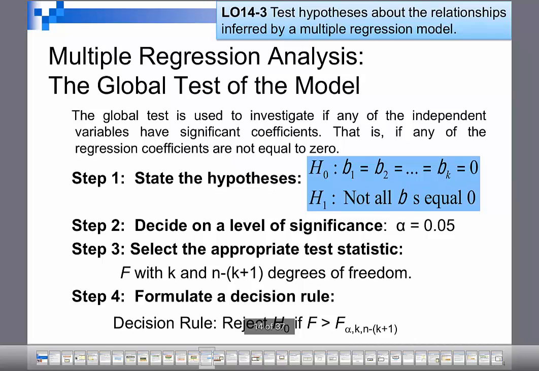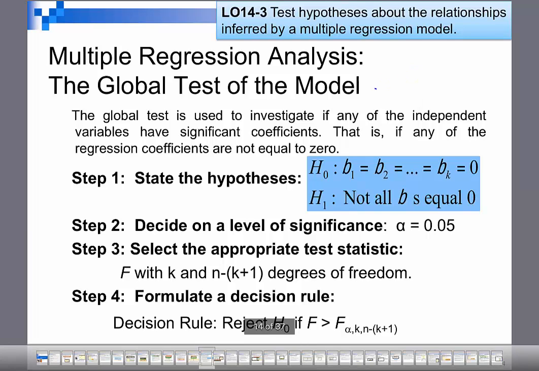Number 2, decide on your alpha. Your alpha is 0.05, your most popular alpha. Step 3, select the appropriate test statistic. We're going to use the F test because we're looking at the global test. You have to remember that the global test leads us down the road of F's, not T's or Z's, but F.